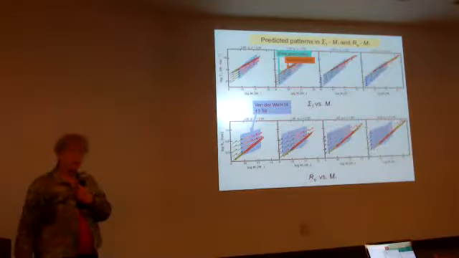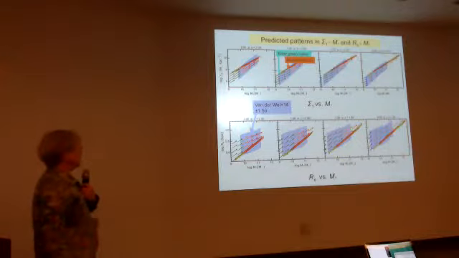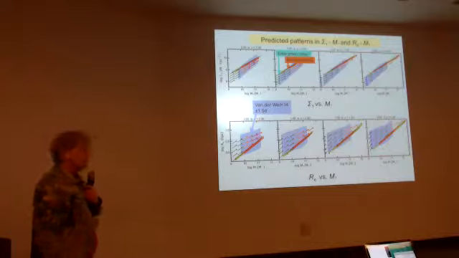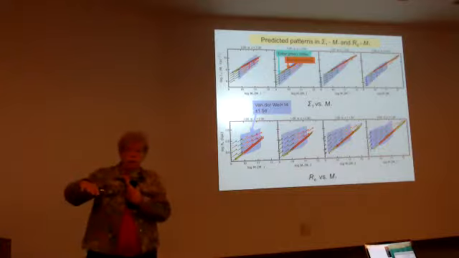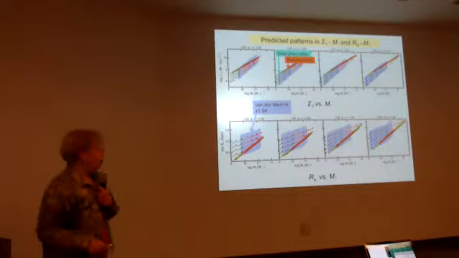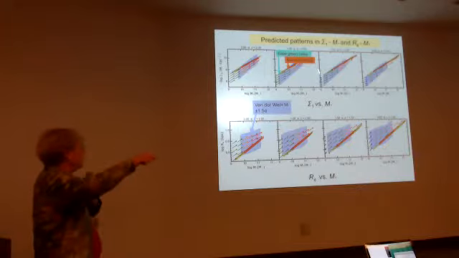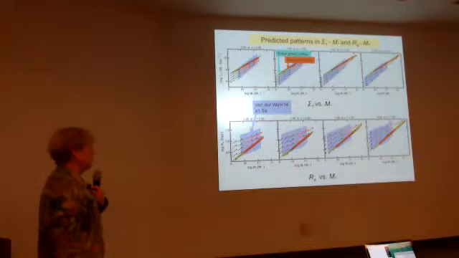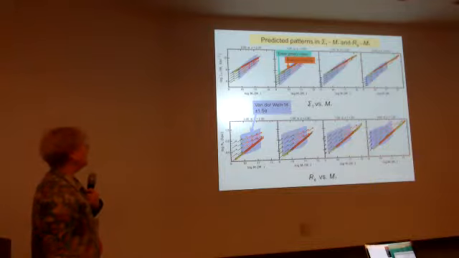Okay, here are the predicted patterns in our diagrams. Let's start with sigma 1 versus mass. We put in the slope and the 0 point, so there's no doubt, it's not a mystery, that our quenched galaxies, which are these little open circles, perfectly overlie the boundaries that are observed for the quenching line. That was put in by hand.